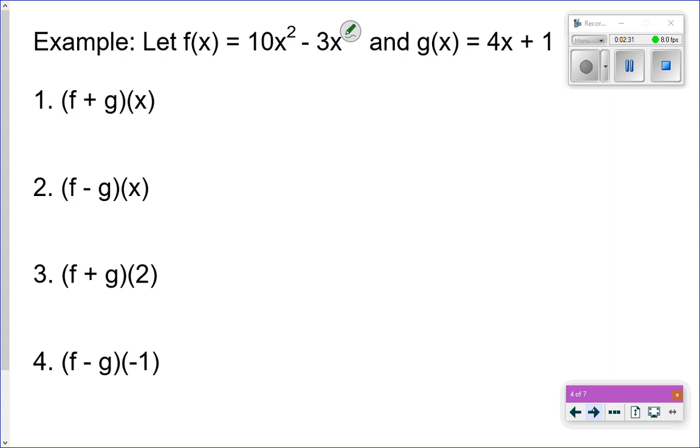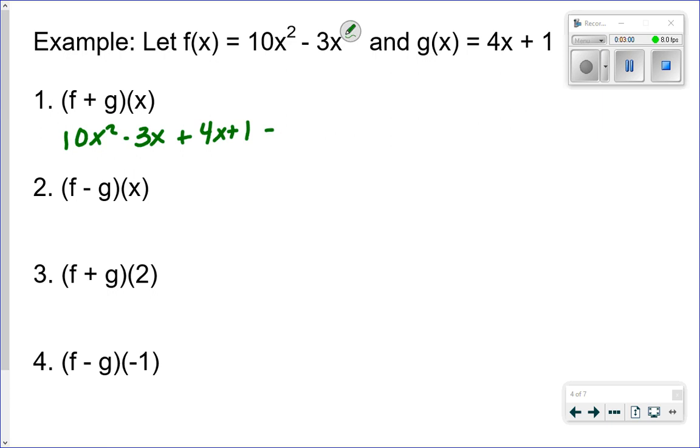So examples. So it says, let f of x equal 10x squared minus 3x and g of x equal 4x plus 1. So problem 1 says find f plus g of x. So that means I'm taking 10x squared minus 3x and I'm adding 4x plus 1. I didn't need to include any parentheses with this one because it's just addition and I don't have anything that needs to be distributed.